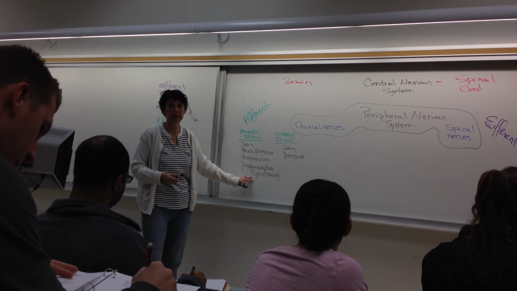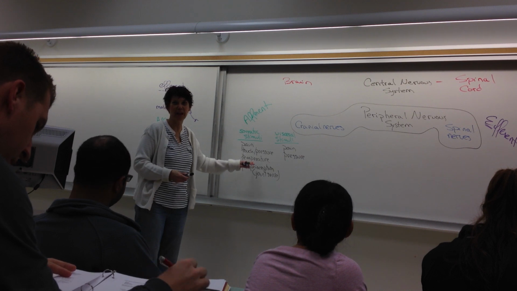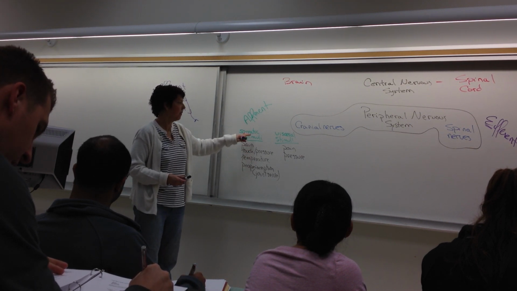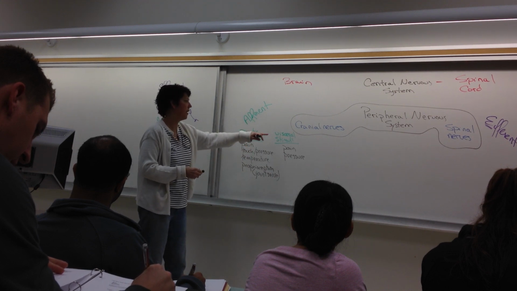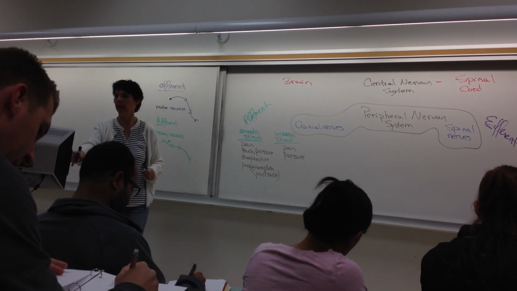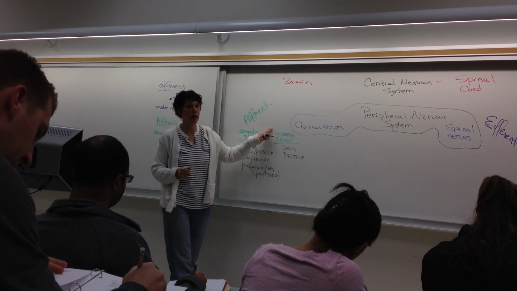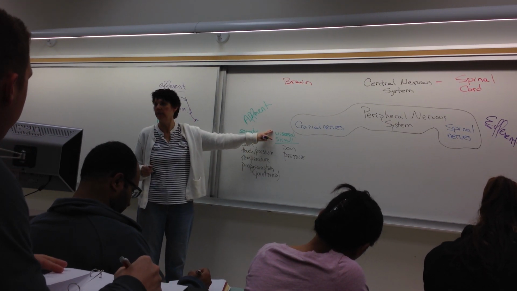We certainly don't have joints in our organs, all right? So we're not going to feel those kind of sensations. But somatic means from the body wall, visceral from the organs, all right? And then these are going to be our afferent stimuli.